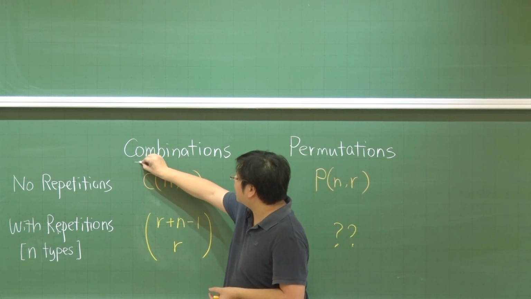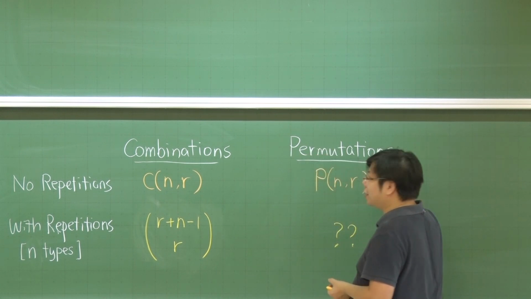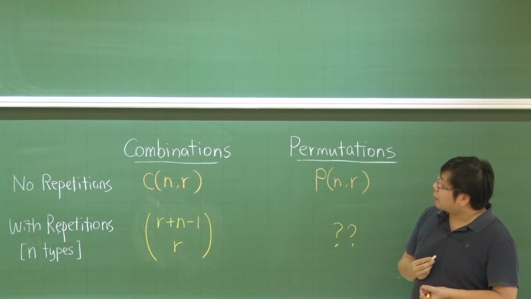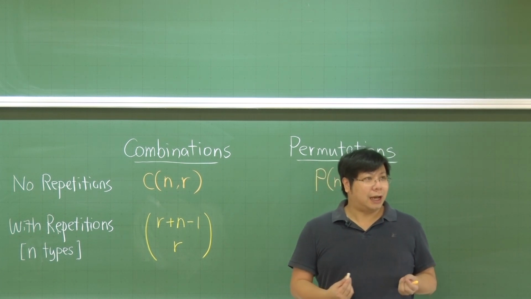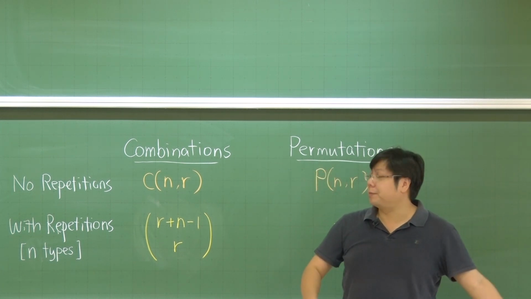So far we have discussed these different cases. We have talked about what combinations are and what permutations are, and then we have also talked about how to count them. How many ways are there to choose R objects from n types of objects?